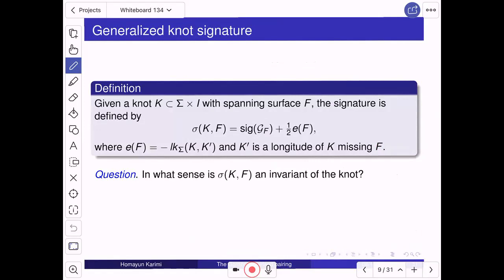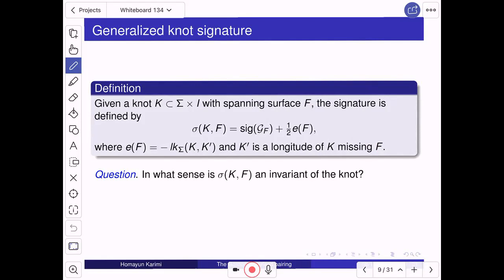And then we define the signature as follows. Starting with the knot K inside sigma cross I with the spanning surface F, the signature is defined to be the signature of the symmetric pairing that we defined in the previous slide, plus a correction term, which is 1/2 E of F, and E of F is defined to be minus the linking number of K with K prime, where K prime is the longitude of K which misses F. Now, the first question is, in what sense is this signature an invariant for the knot K?